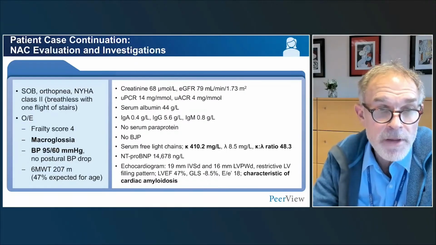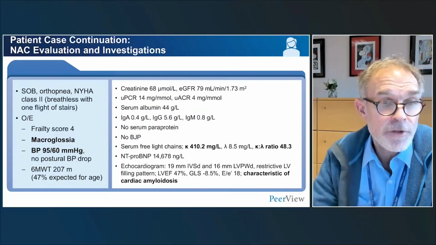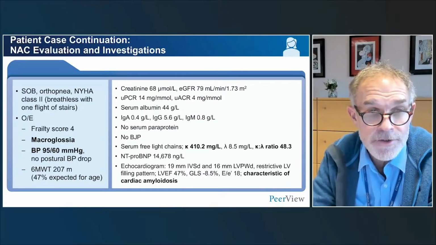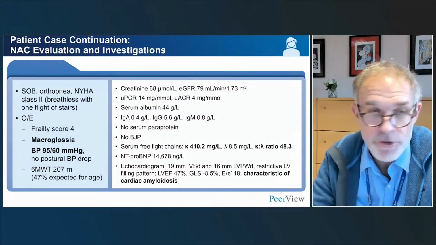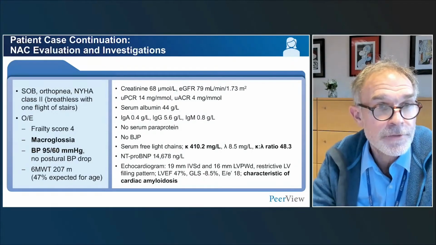Her NT-proBNP, only a few months after the first test, had risen to 14,678, and her echocardiogram was absolutely characteristic of cardiac amyloidosis.